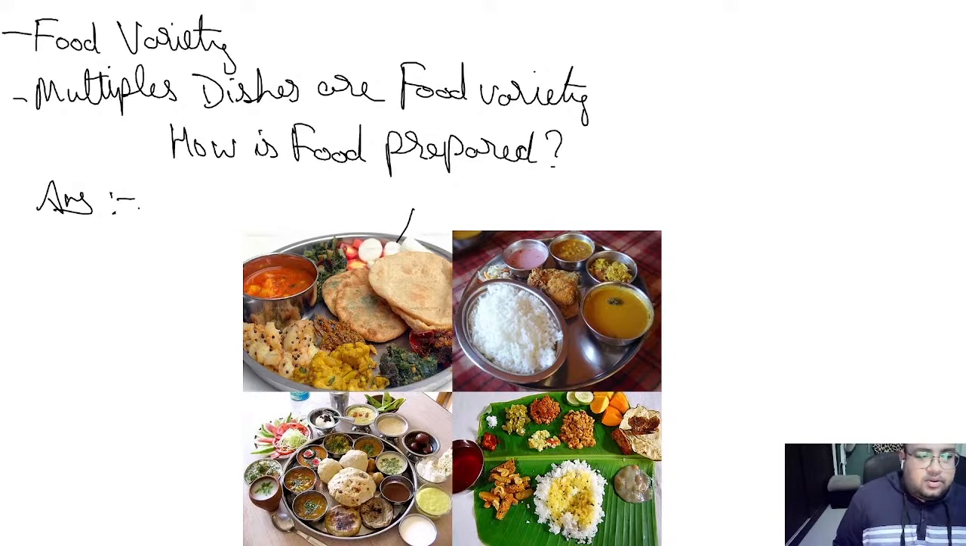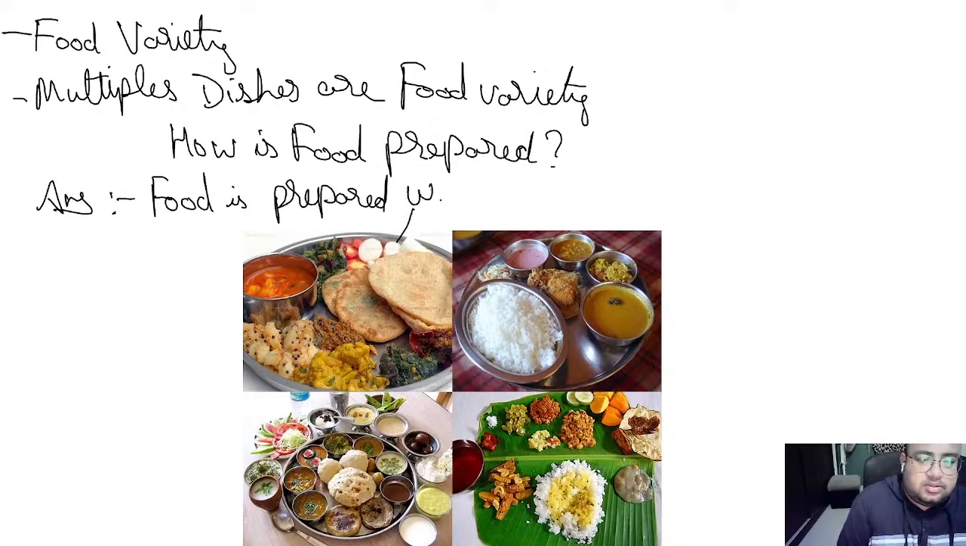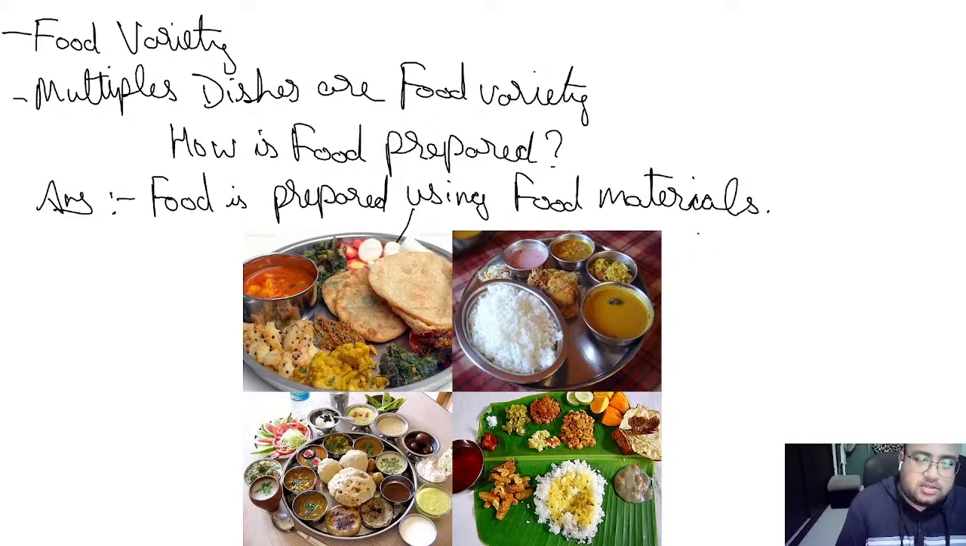Okay, students, I'll tell you all the answer. How is food prepared? Food is prepared using food materials. A very simple answer. Most of them would have gone wrong. It's okay. Just erase and rewrite. Food is prepared using food materials.